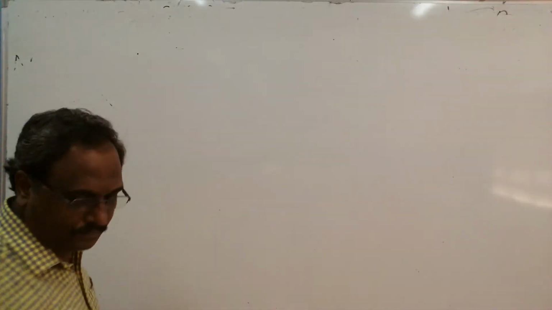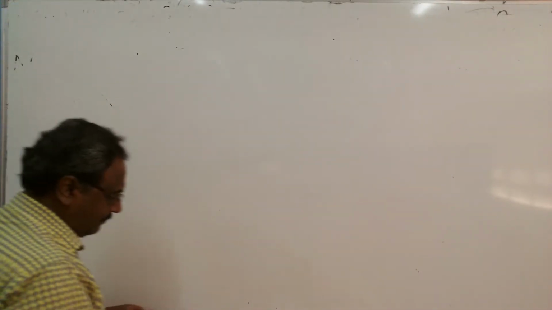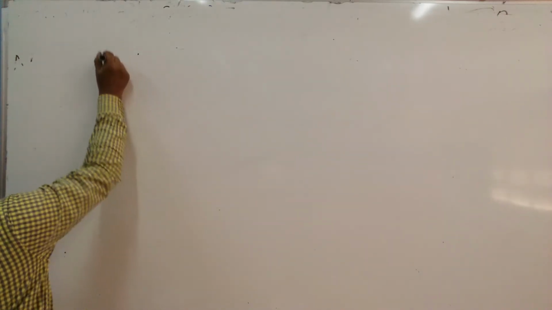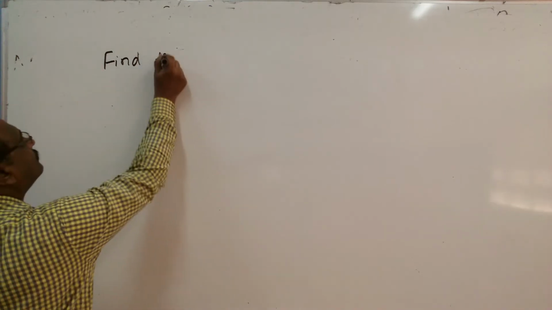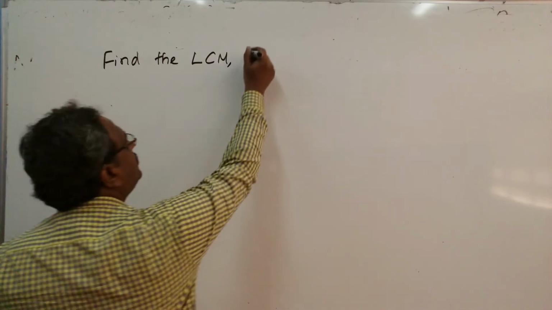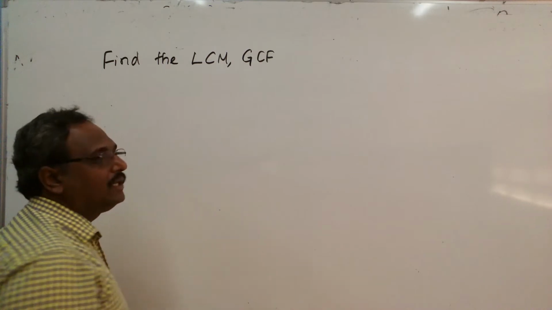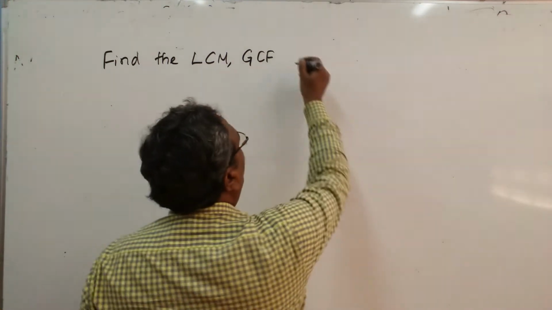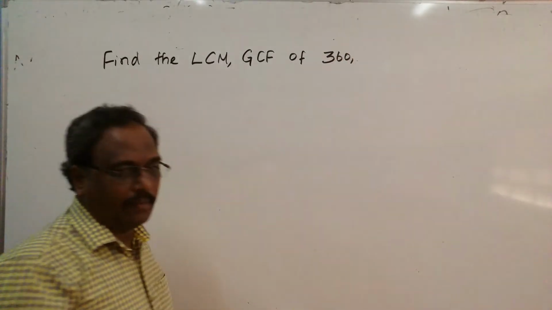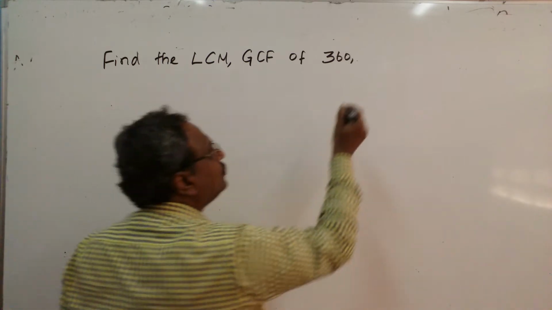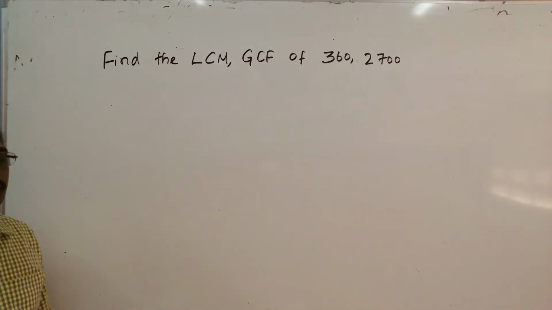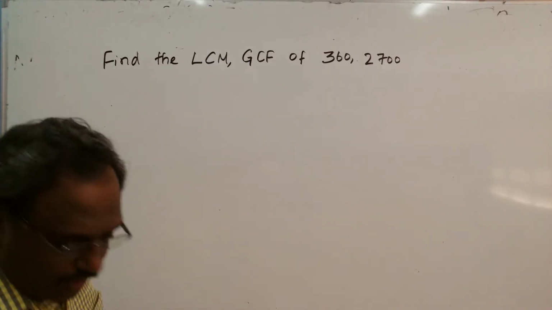See, for example, find the LCM, the least common multiple, and the GCF, greatest common factor, of 360 and 2700. I am going to take two numbers for the first example, 360 and 2700. What do we have to do now?